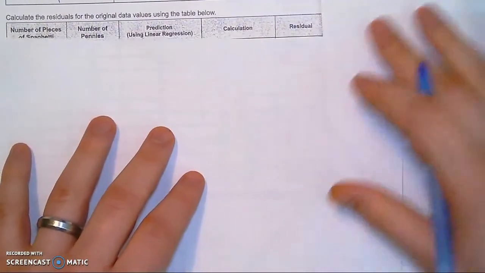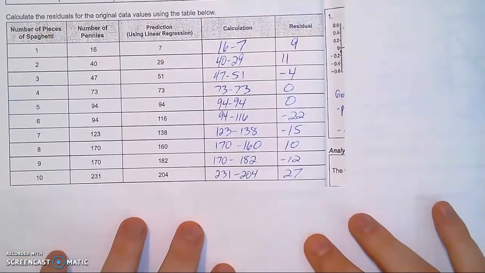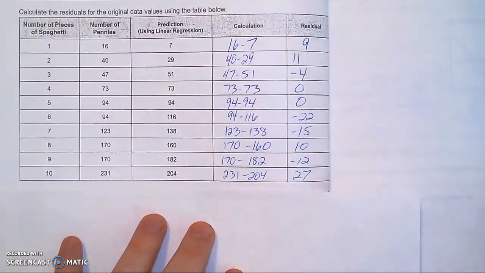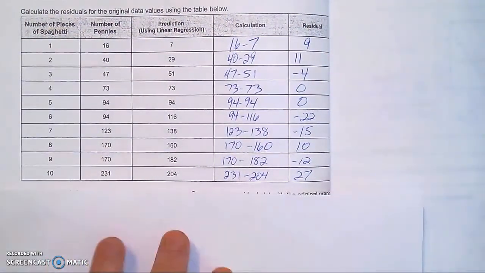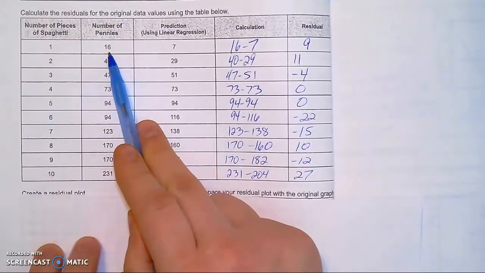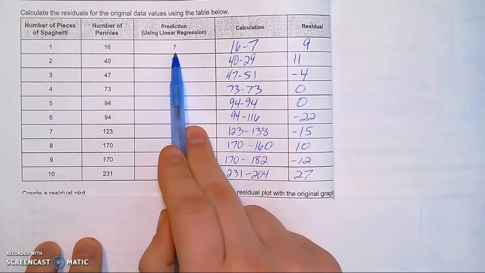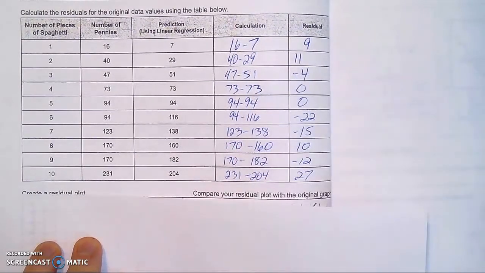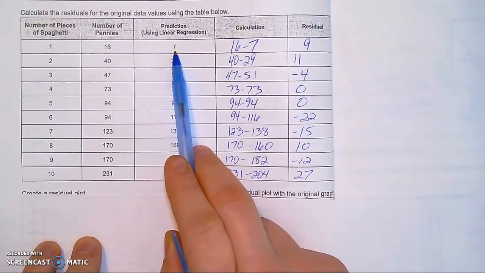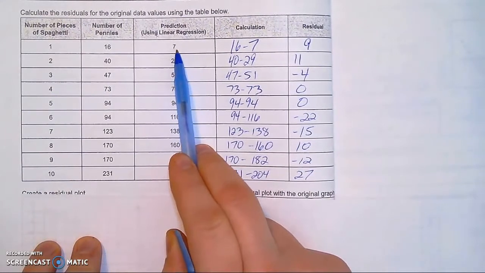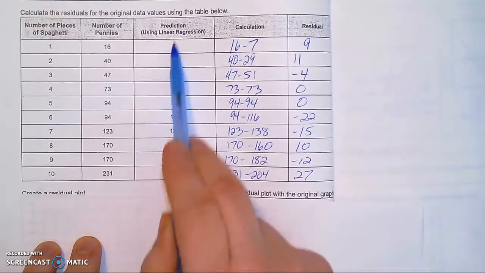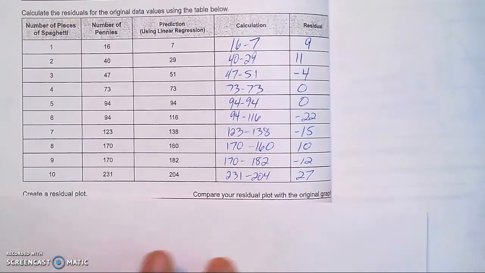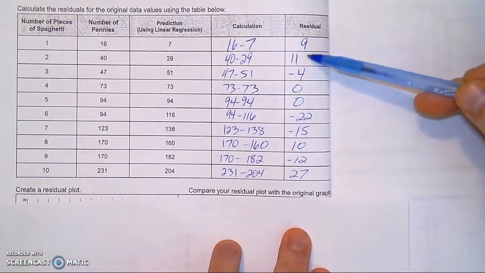If you're ready, go ahead and take a look and check your answers here. So I went right down the list and I did actual minus predicted every time. So there were actually 16 pennies, but we predicted there would be 7. 16 minus 7, that's a residual of 9. And that was an under prediction. We predicted something too low, so we got a positive residual. Actual minus predicted.